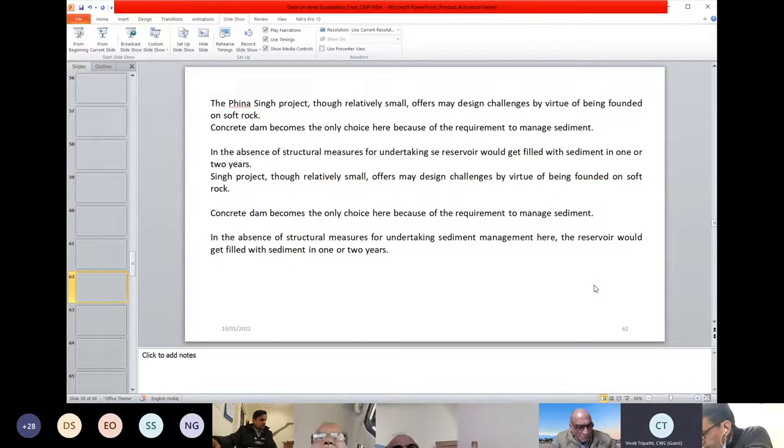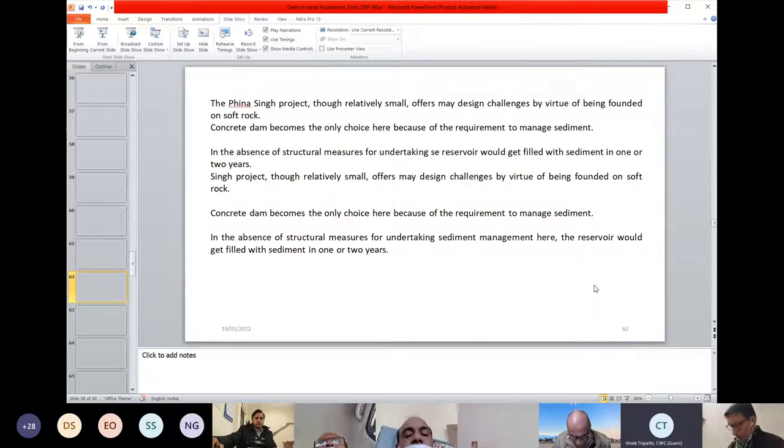It is still under construction. I think foundation preparation has been done and the structure has to be constructed. Now one may ask why you have designed a concrete dam on this foundation, because you can change the type of dam also. Here the problem was that the silt load was more. If we are not taking adequate measures for sediment management, the reservoir would get filled with sediment in 1 or 2 years. So it was inevitable to give sluices at the foundation level. That's why this type of structure was modified from the normal conventional design.